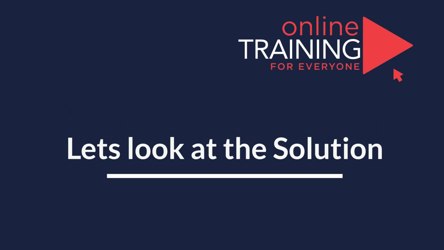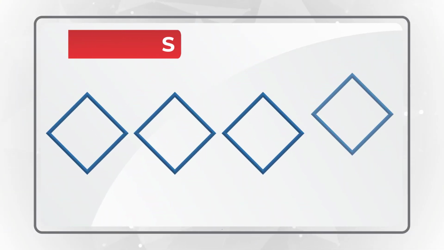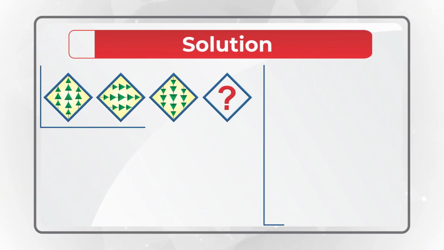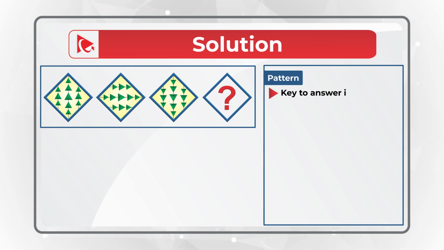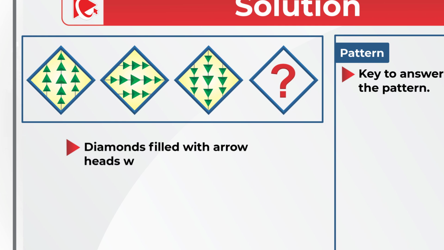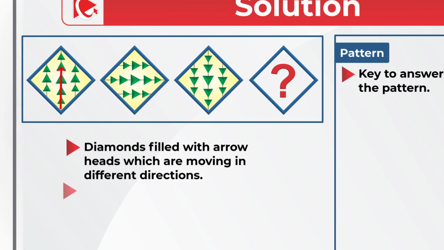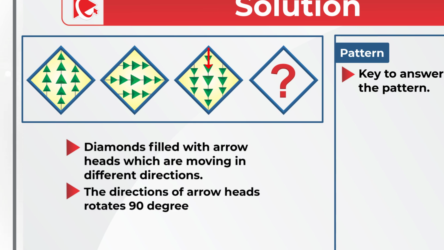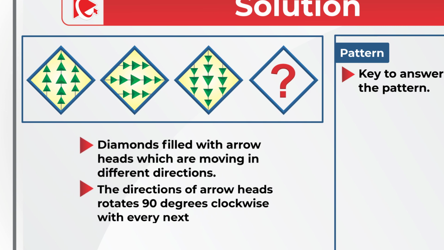And obviously, if you have a better way to solve it, please make sure to post in comments. As with a lot of other questions, the key to answer this question is to detect the pattern. If you look closely, you will see that diamonds are filled with arrowheads, triangles, which are moving in a different direction. The direction of the arrowheads rotates 90 degrees clockwise with every next shape in the pattern.